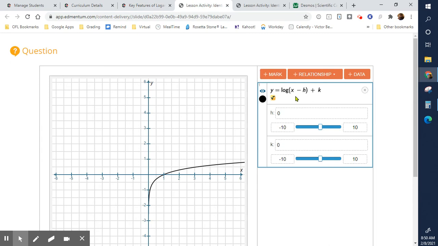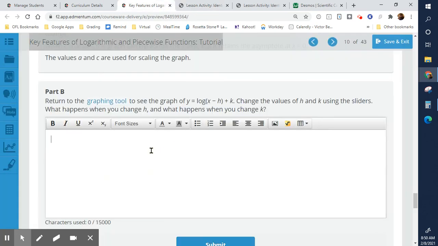I don't like how they put the standard formula in here because it makes you think that if this is positive, it goes to the right. But in reality, if it's negative, it goes to the right. Because even though this is a 2, it's x minus 2. So I'm just going to describe it as: the h moves the graph left and right.